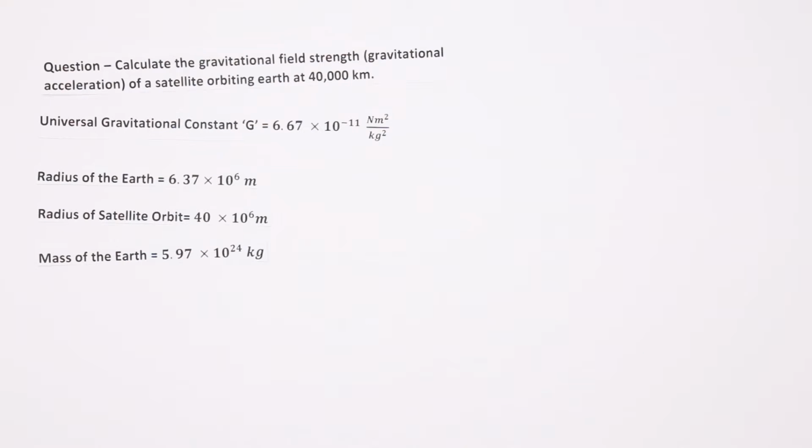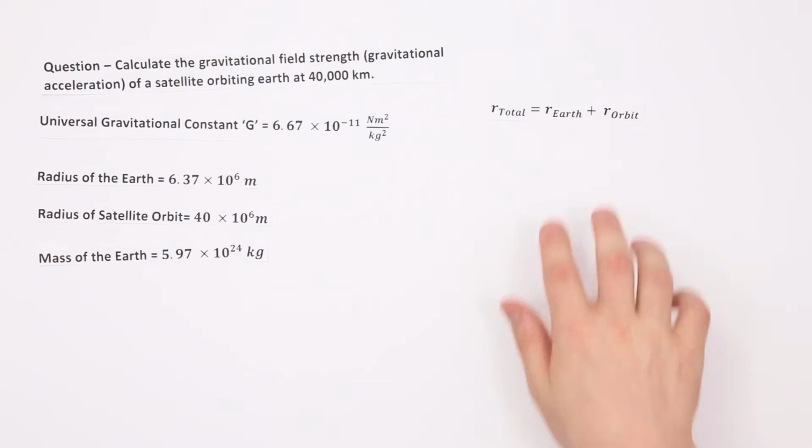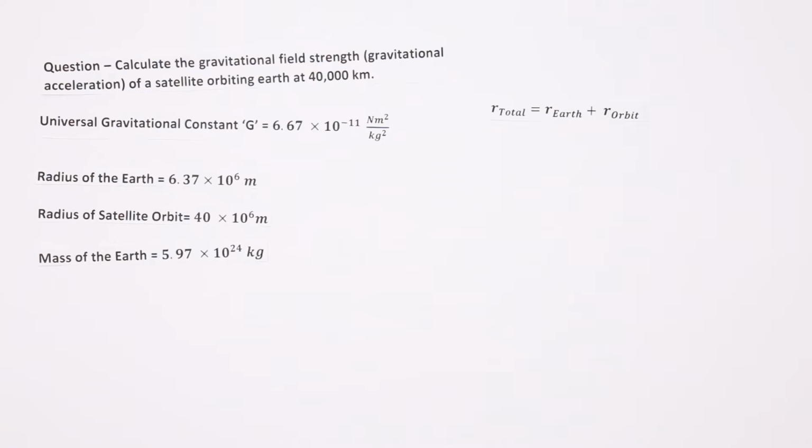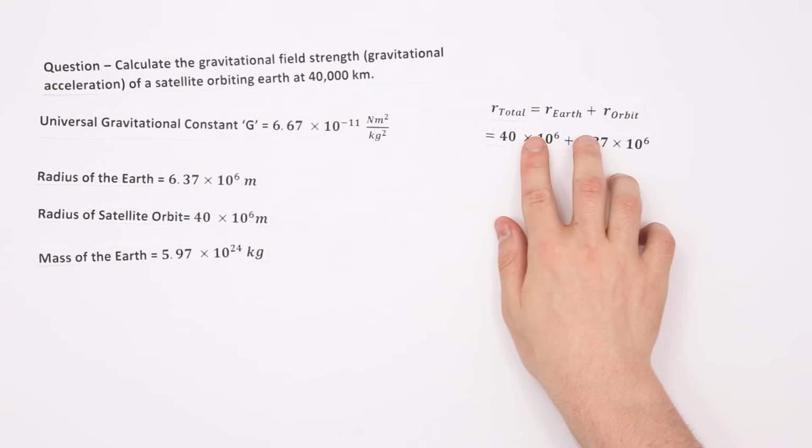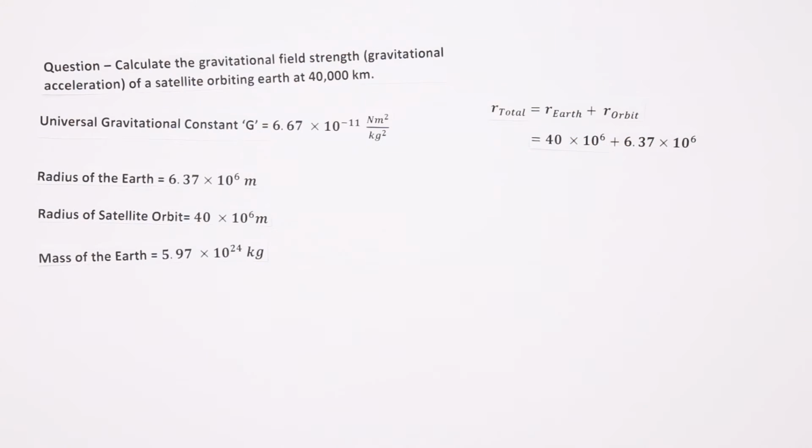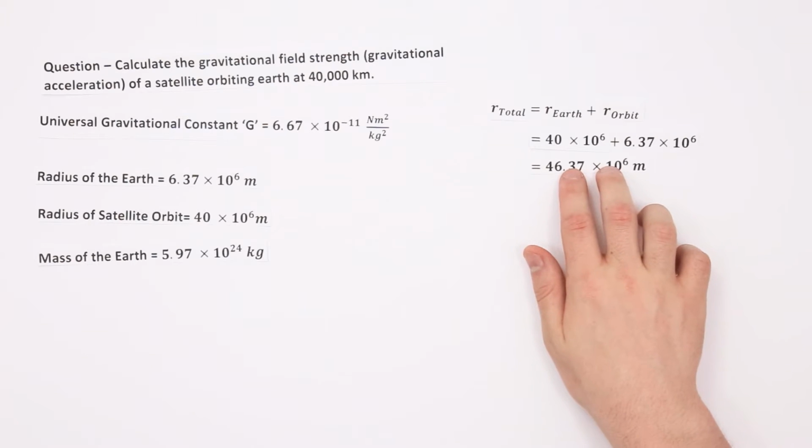Now to solve this one, first of all, we have to calculate the total radius at which that satellite is orbiting. So that's going to be the radius of the Earth plus the radius of the orbit. And this is equal to 46.37 times 10 to the 6 meters.